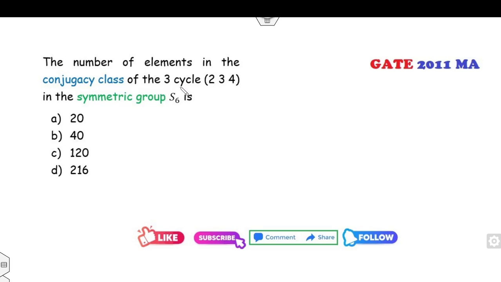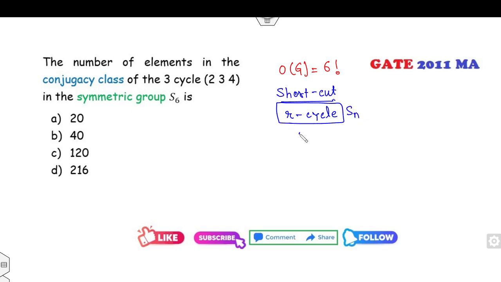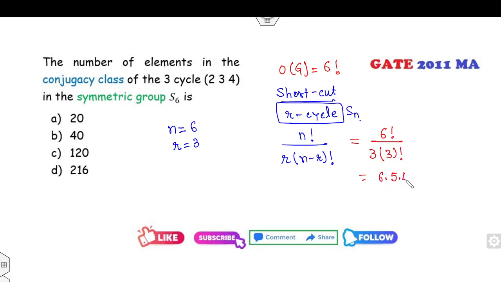Number of elements in the conjugate class of the three cycles of the group S6. The order is 6 factorial. Very simple. What is the length of the cycle? If I call it an r cycle, then whenever you have a group Sn, the number of such elements is n factorial over r into (n minus r) factorial. In this case, n will be 6, cycle length 3. So I can substitute this value: 6 factorial over 3 into (6 minus 3) factorial. So that will be 6, 5, 4, 3 factorial cancels with 3 factorial. So that will be 2, 10, 40. So 40 will be the right answer of this problem.